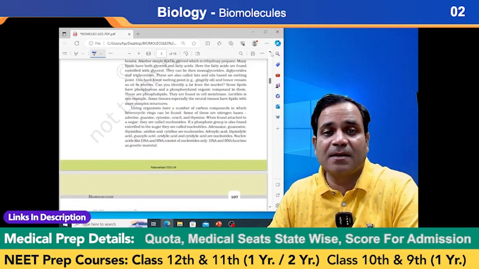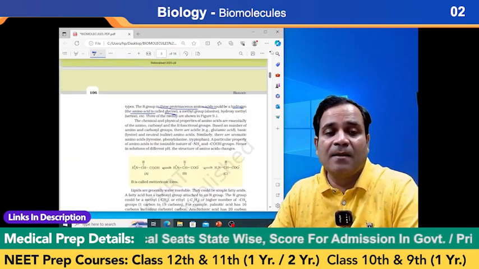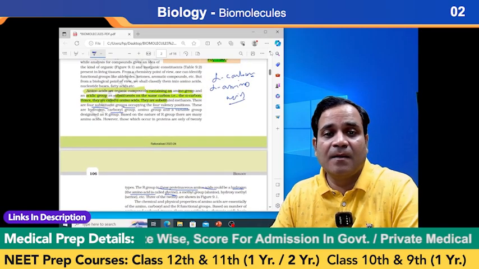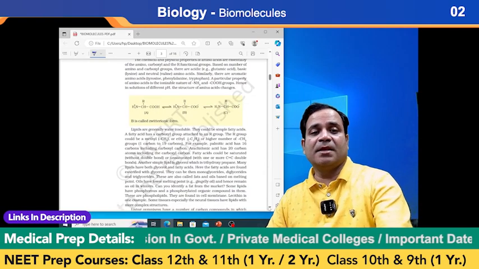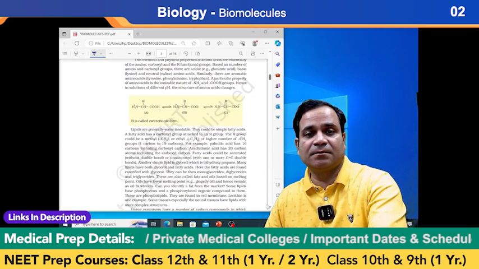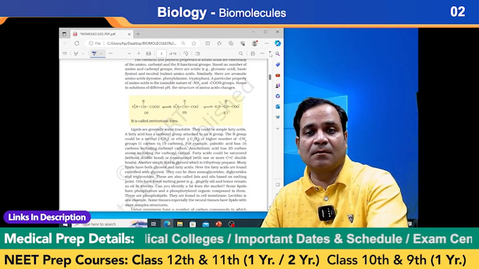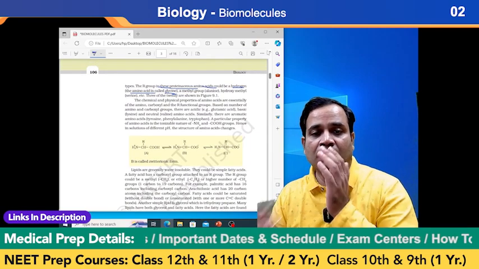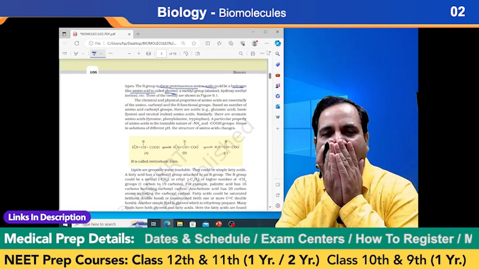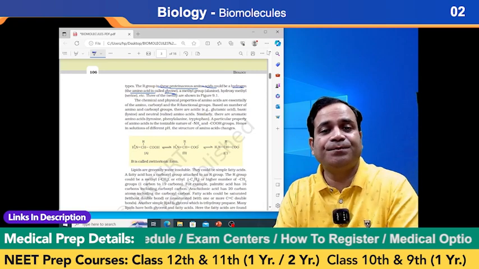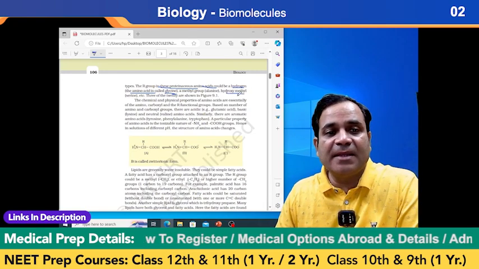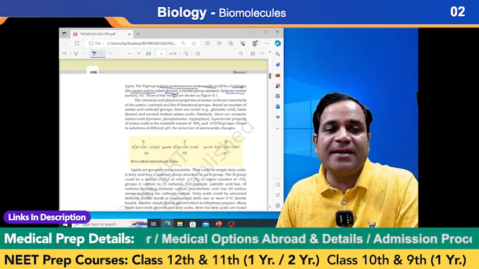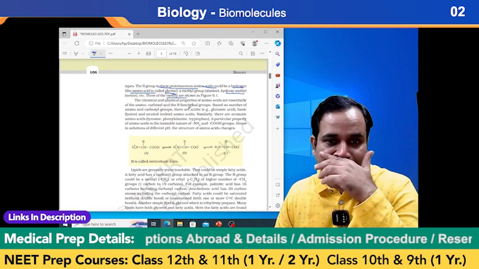Wait a moment. This one is the thing. Clear? My point is clear. So hydroxymethyl, my dear, is serine. So there are 20 shown in Figure 9.1.